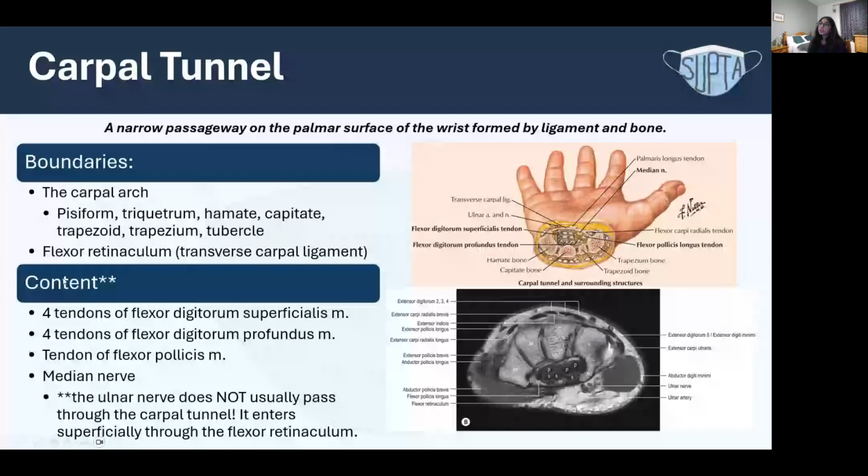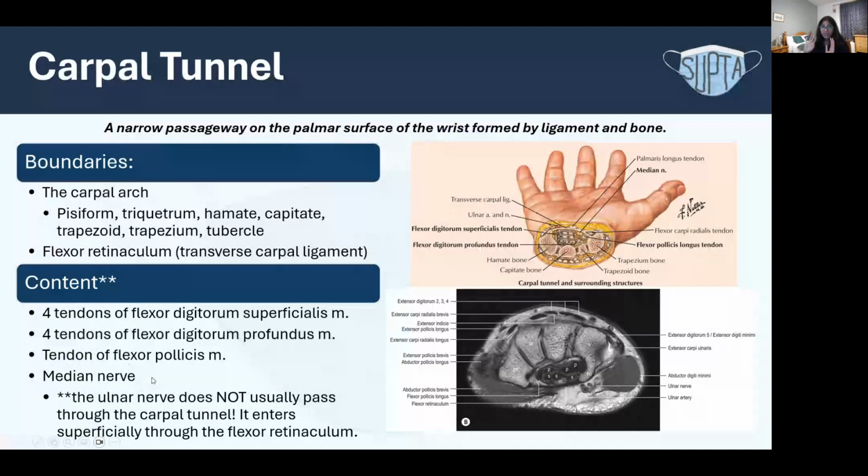And it's also essential to know the contents of the carpal tunnel. So you have 4 tendons of flexor digitorum superficialis, 4 tendons of flexor digitorum profundus, and 1 singular tendon of flexor pollicis longus. Okay, these are basically the tendons, but what's most important, more than these tendons, you have the median nerve. So it's 9 tendons and the median nerve. Okay?